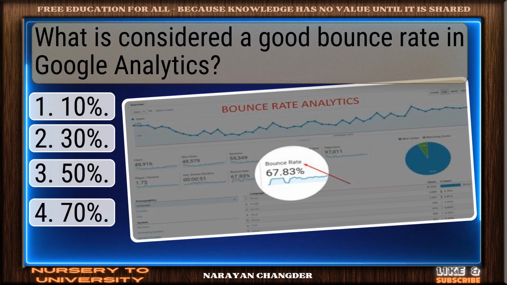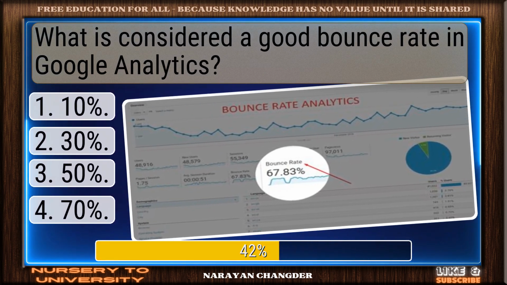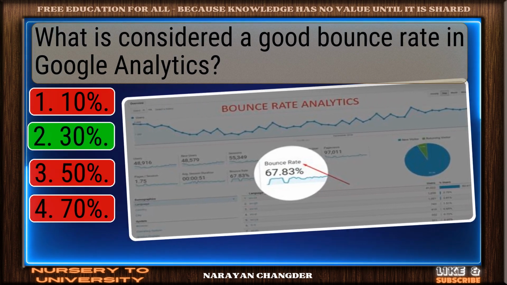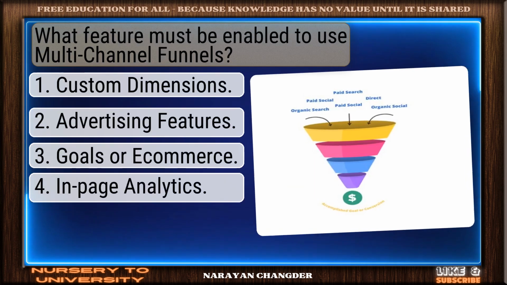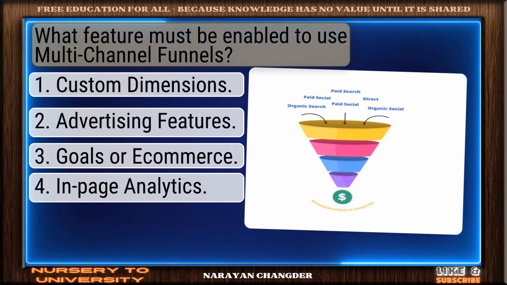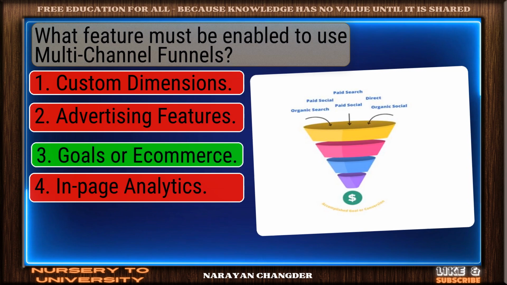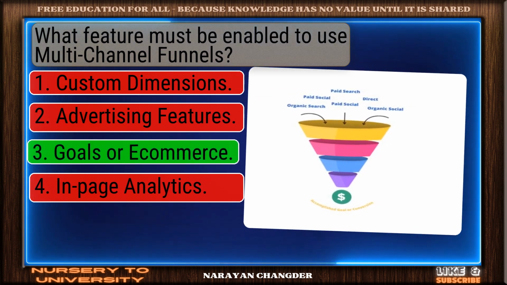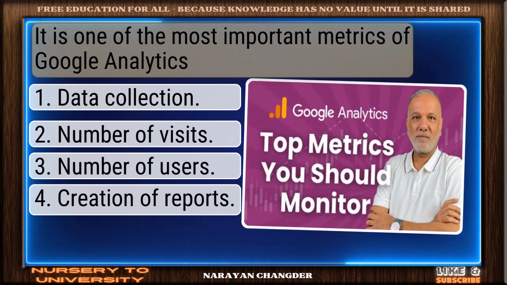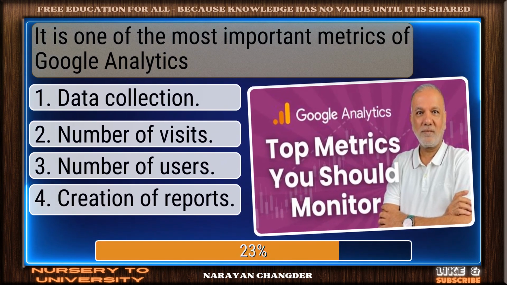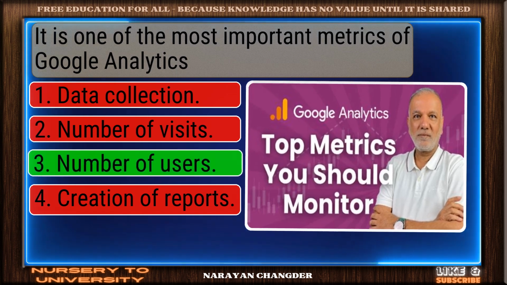What is considered a good bounce rate in Google Analytics? Nice selection. 30% is the correct and valid answer. What feature must be enabled to use multi-channel funnels? Excellent choice. Goals or e-commerce is the right answer. It is one of the most important metrics of Google Analytics. Bravo. Number of users is the answer.